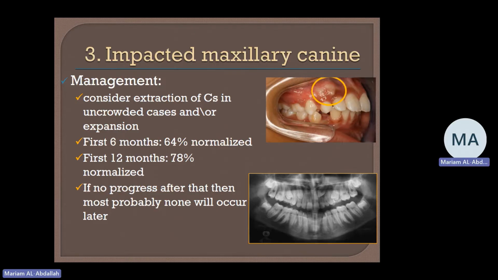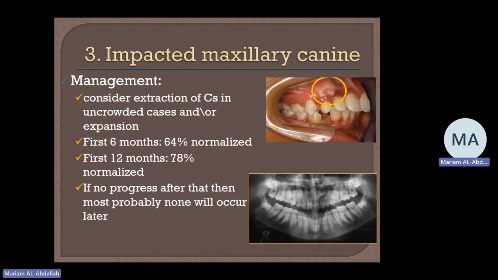It's because it's palatally impacted actually. So what's the management in this case? In cases where we have enough space, an uncrowded case, there is no crowding, then we extract both C's and we review the patient every 6 months. It is expected that in the first 6 months, 64% of the cases will have normalization of the path of eruption of the canine. Within the first 12 months, 78%. But after that, no progress will really be noted. It's not possible to see further progress.